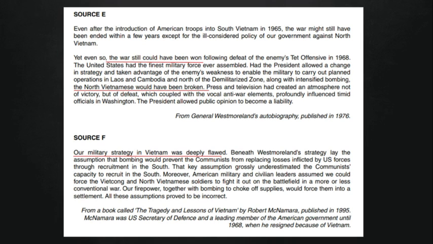Source E is General Westmoreland speaking in his autobiography, published in 1976. And Source F is from a book called In Retrospect: The Tragedy and Lessons of Vietnam by Robert McNamara, published in 1995. It says that McNamara was the US Secretary of Defense and a leading member of the American government until 1968, when he resigned because of Vietnam.